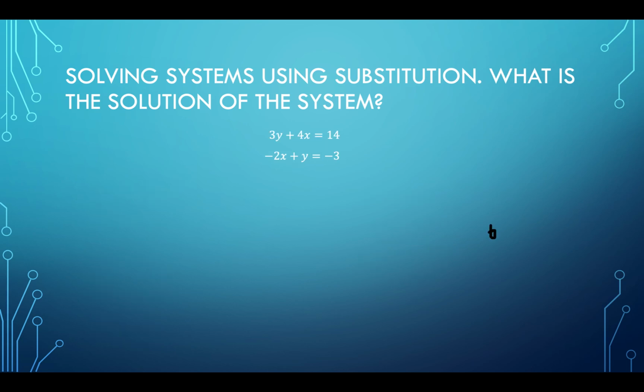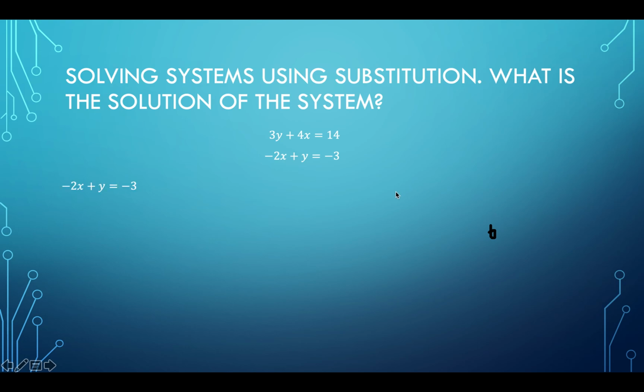So let's try this one. Solve the system using substitution. What's the solution? So we now have 3y plus 4x is equal to 14, and negative 2x plus y is equal to negative 3. Ignore my 6 over here. We're going to use it in a little while.